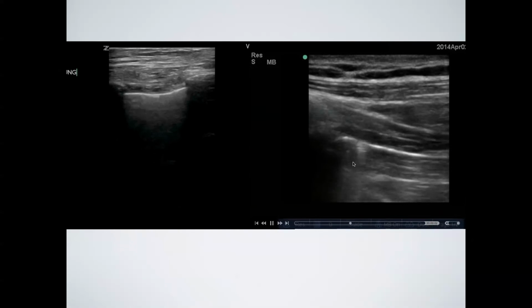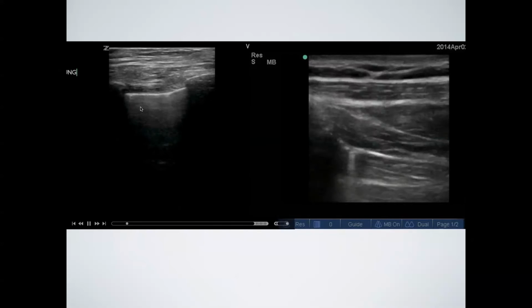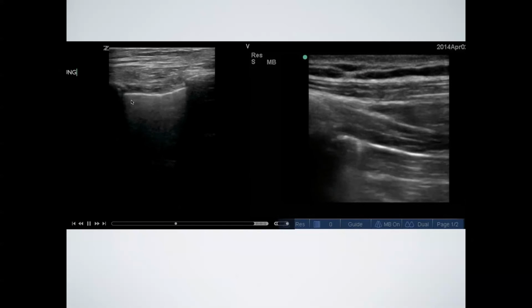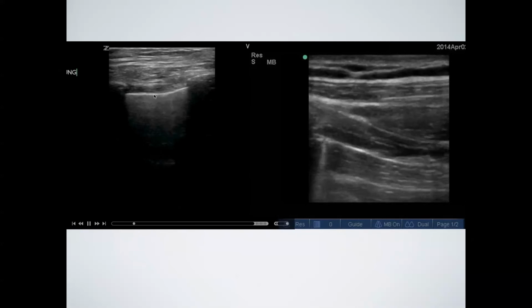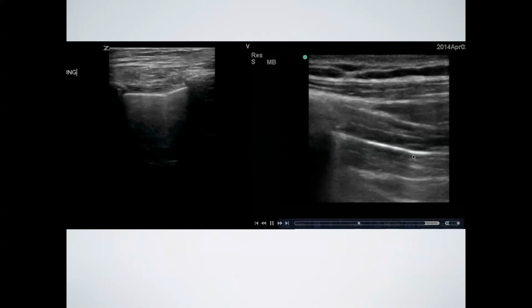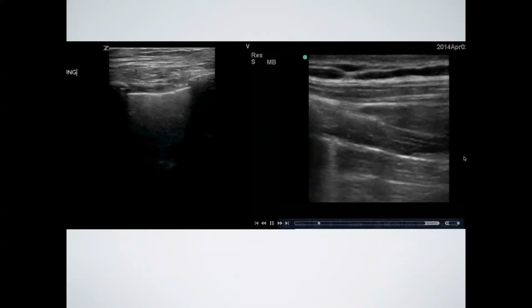So just to compare these, on the right, this is the clip we just looked at with the lung point. On the left here, this is a normal view of lung sliding where you can see the lung sliding throughout the entire clip. And on the right, you can see that the lung does not appear to be sliding at all.